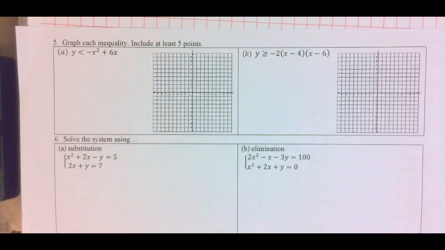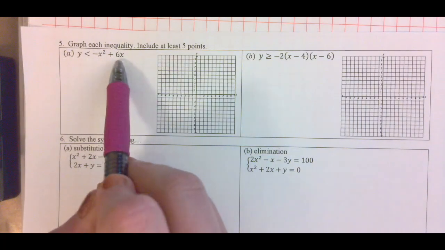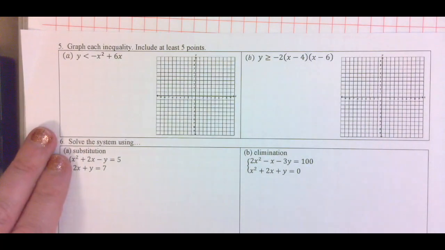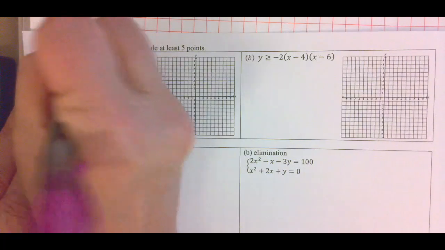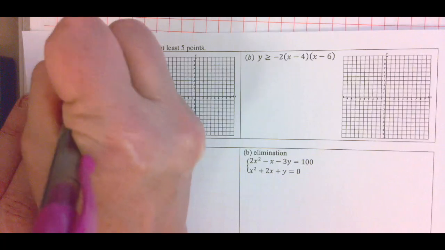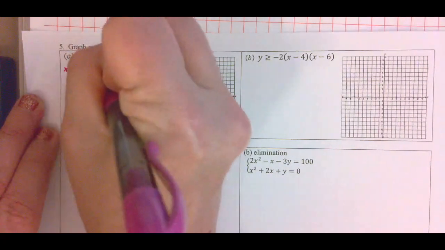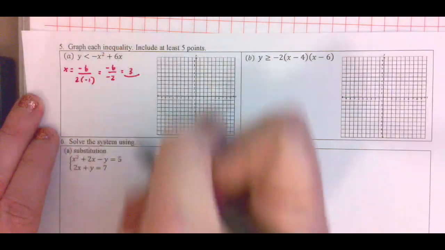Okay, next we're graphing inequalities. So here, this first one, I want to think, what would the quadratic function look like? So right now, I'm seeing that it's in standard form, so I need to do negative b over 2a to get my vertex. So negative 6 all over 2 times negative 1. Negative 6 over negative 2 is 3.